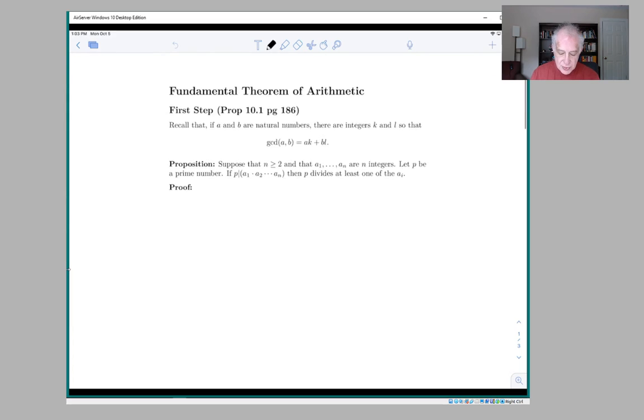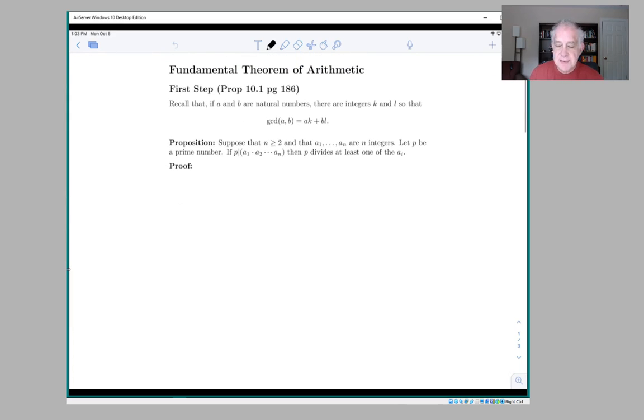So we need to prove a preliminary result before we can deal with the fundamental theorem of arithmetic. And in order to prove that result, we're going to rely on something that we showed back in chapter 7, I think, which is what I called Euclid's algorithm. And it says that if you have two natural numbers, a and b, then there are integers k and l, so that the greatest common divisor of a and b can be written as ak plus bl. So we spent a lot of time working through the proof of this fact, and so I'm going to use it now in the proof of the fundamental theorem.